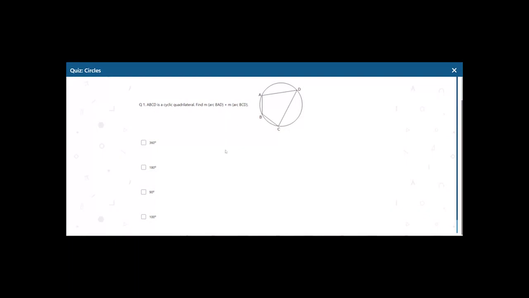Aishwarya, ABCD is a cyclic quadrilateral. Find measure of arc BAD plus measure of arc BCD. 180 degrees, ma'am. Oops, that is incorrect.